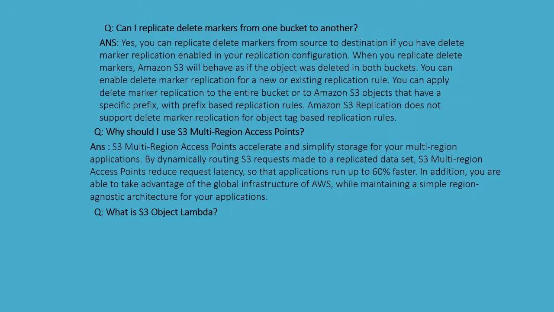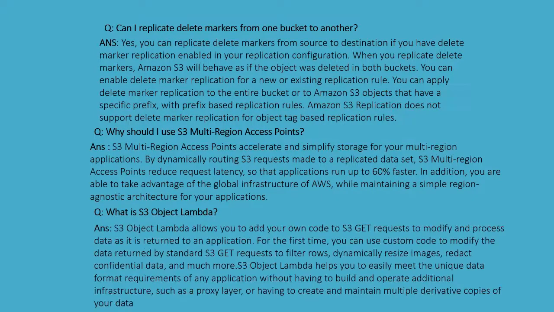What is S3 Object Lambda? S3 Object Lambda allows you to add your own code to S3 GET requests to modify and process data as it is returned to applications. For the first time, you can use custom code to modify the data returned by a standard S3 GET request to filter rows, dynamically resize images, redact confidential data, and much more.